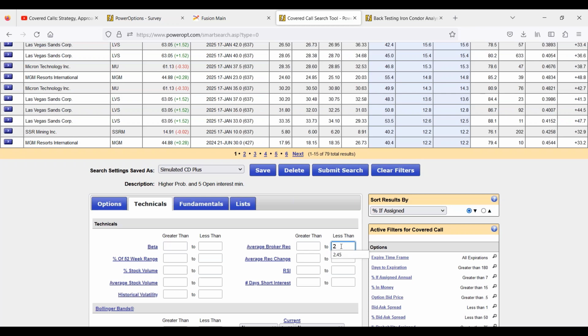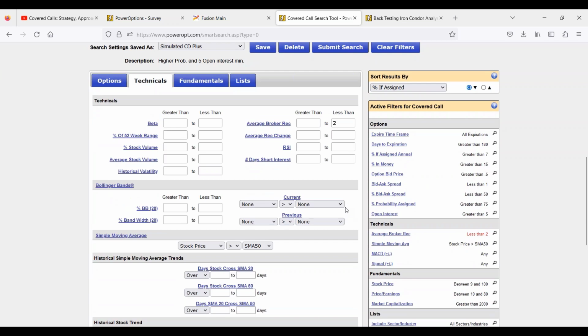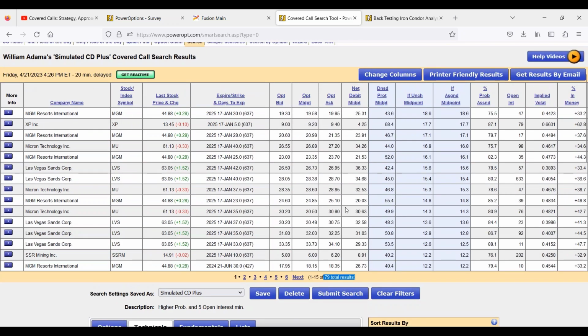But that is in here too on this. And we're seeing some good numbers. We did remove the one result per security, of course, and made those other changes as necessary. And we still had a wide range of 79 results for the simulated CD covered call approach.